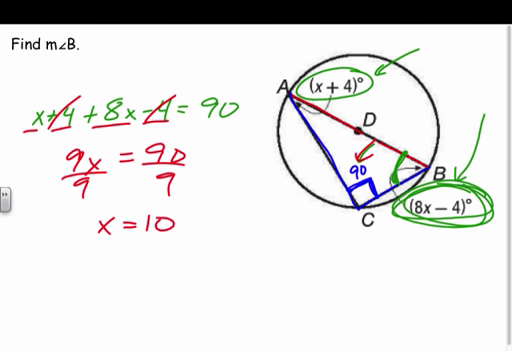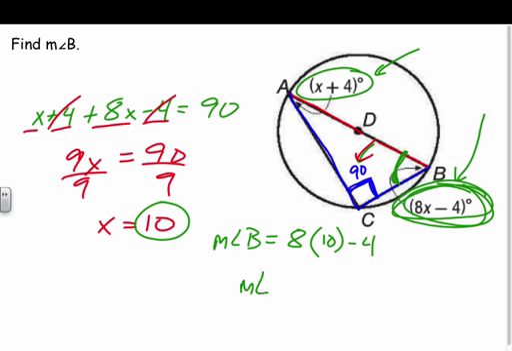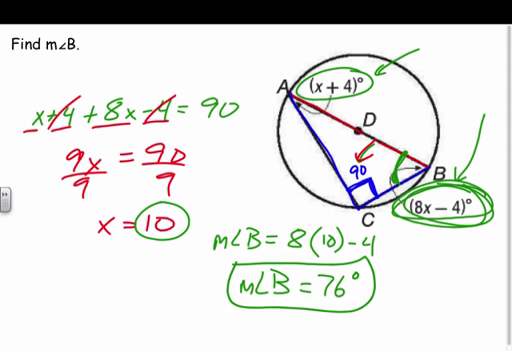So to find the measure of angle B, I've got to take 8 times, well, we just said x is 10. So 8 times 10 minus 4. So 80 minus 4. And 80 minus 4 is 76 degrees. There we go. So that means measure of angle A must be 14.